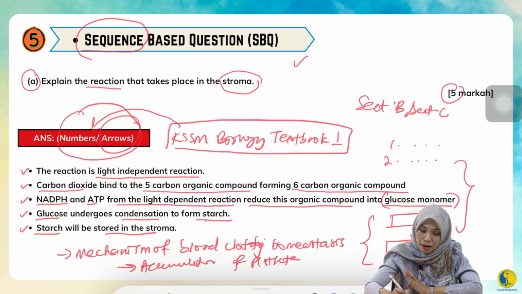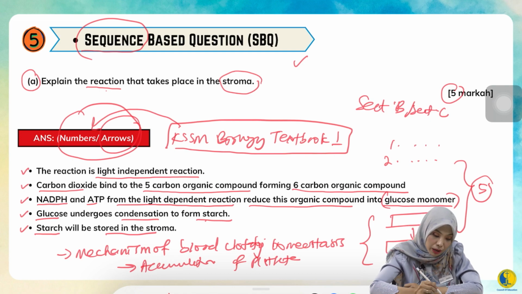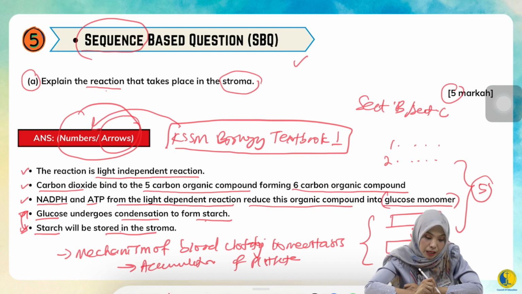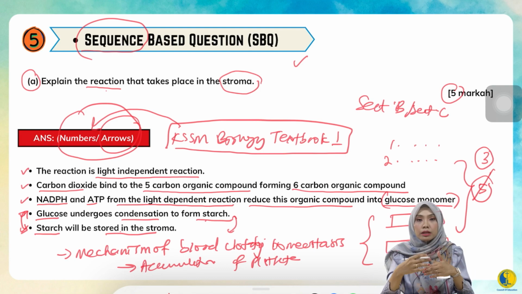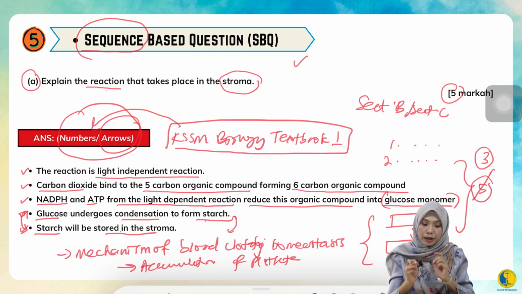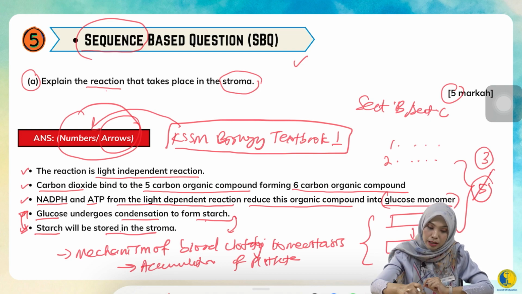How many points given? 5. Do you deserve the 5 marks? Yes. But please make sure every single point written follows the given sequence. Let's say you exchange starch and glucose: you put 'starch will be stored in the stroma' as the 4th point, and 'glucose undergoes condensation to form starch' as the 5th point. Then you might get only 3 marks out of 5. As long as the sequence is correct, you still get the marks. Alright, so that's how it works.